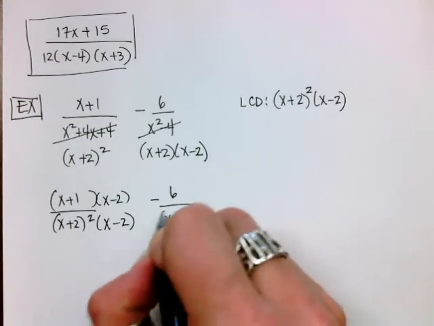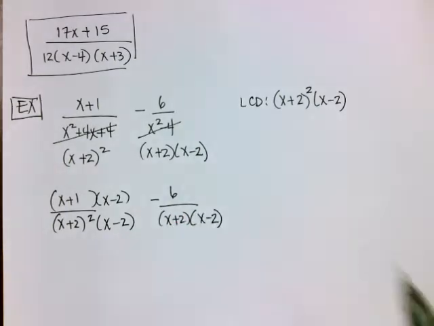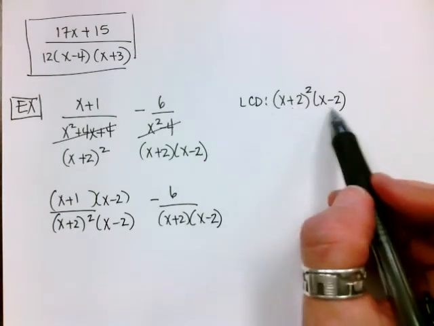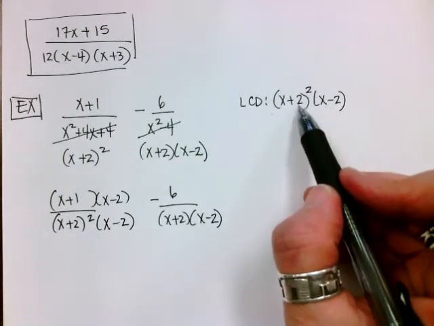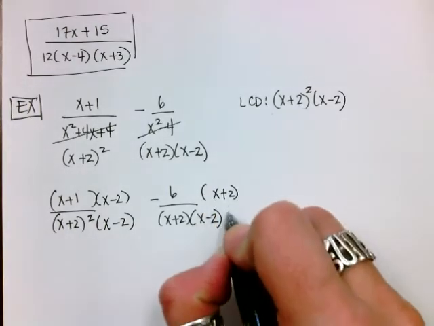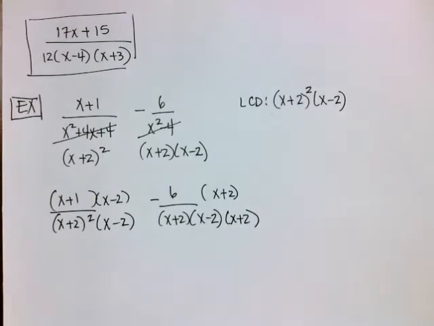Here's my x plus 2 and my x minus 2. Notice that it has one of the x plus 2's and the x minus 2, so it's just missing one of the x plus 2's. So I'm going to multiply by x plus 2 over x plus 2.